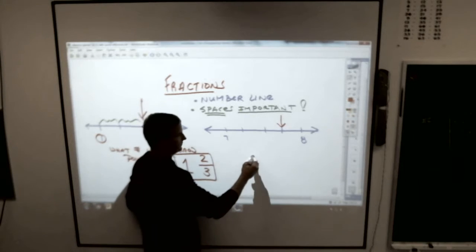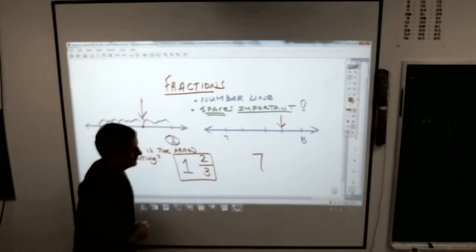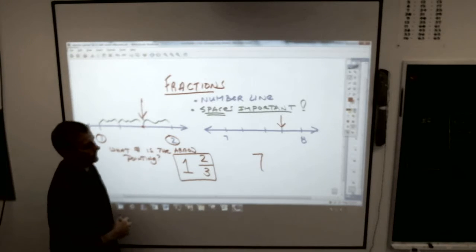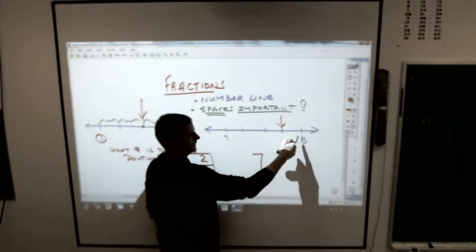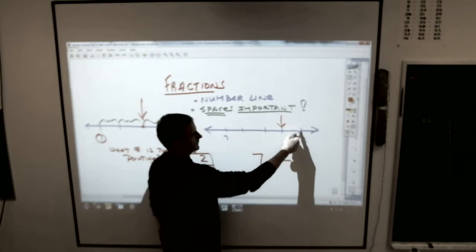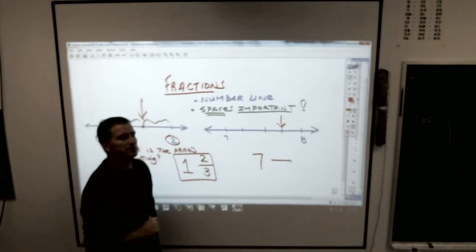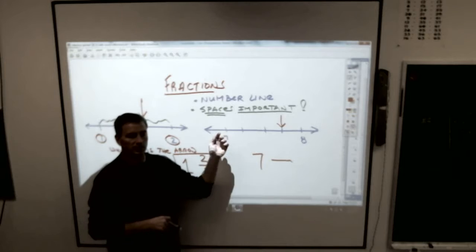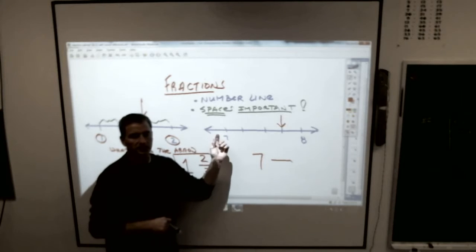7.5? Well, no, 7 is my whole number, we ain't in half yet. Second, you look at how many spaces each unit is cut into. Between 7 and 8, how many spaces, not how many tick marks. Don't count the tick marks. Carolina, how many spaces are there?